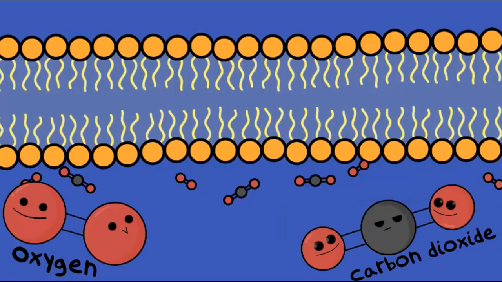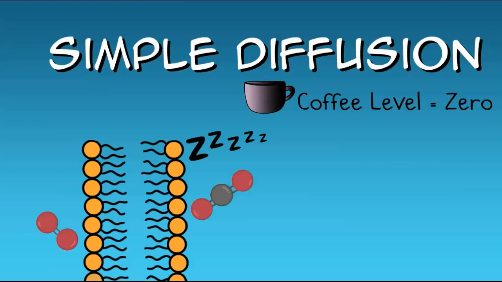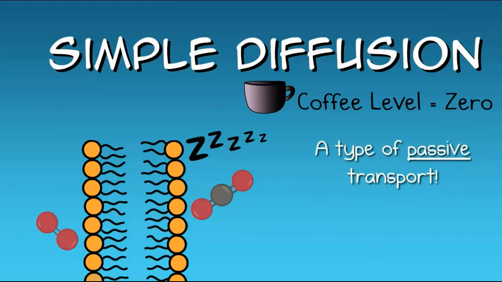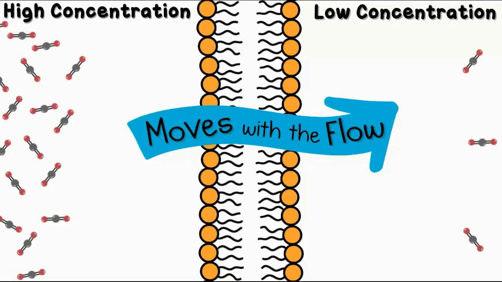Like some gases, oxygen and carbon dioxide gas, those are great examples. This is known as simple diffusion. Also, it doesn't take any energy to force those molecules in or out, so it's known as passive transport. Simple diffusion moves with the flow, meaning it moves with the concentration gradient.